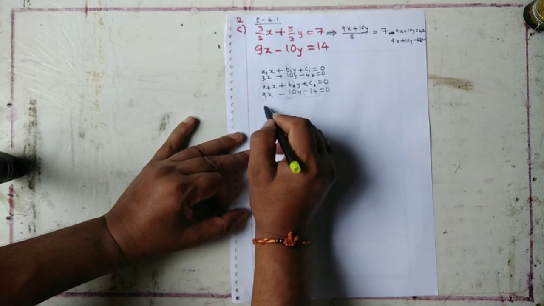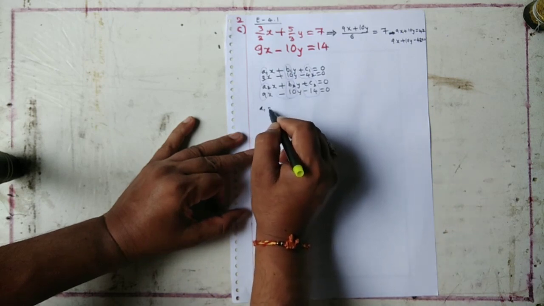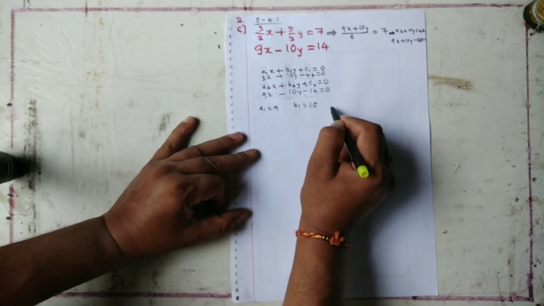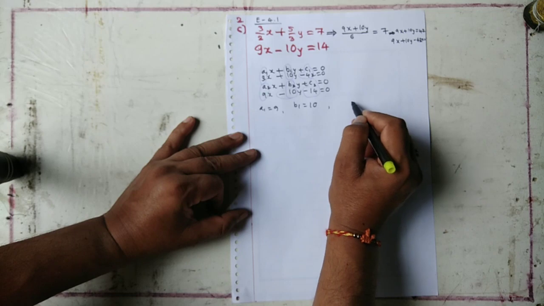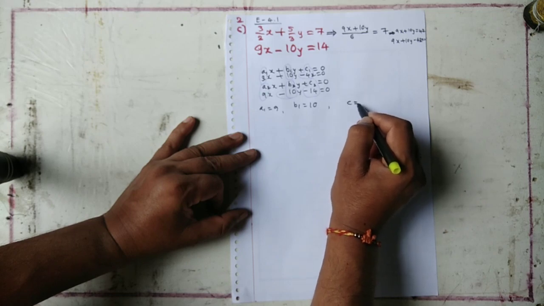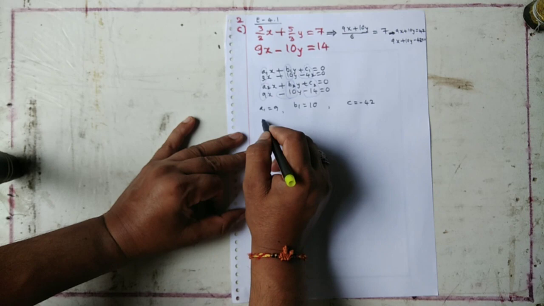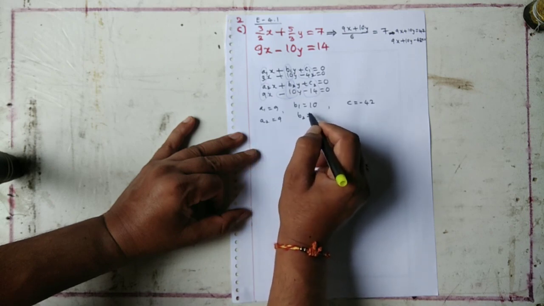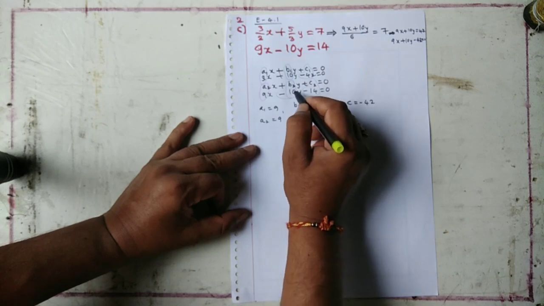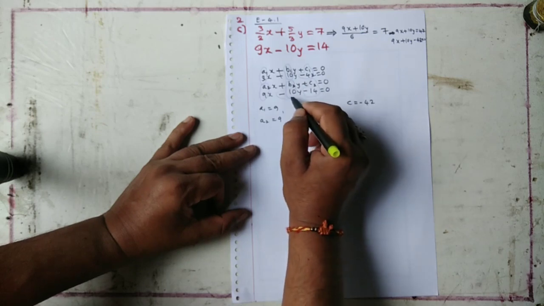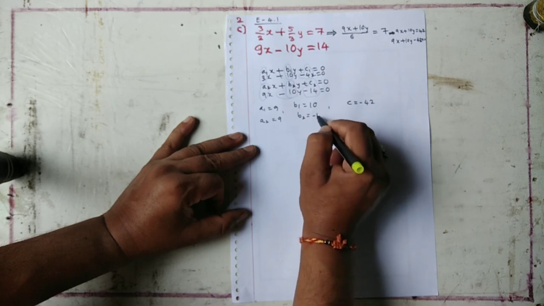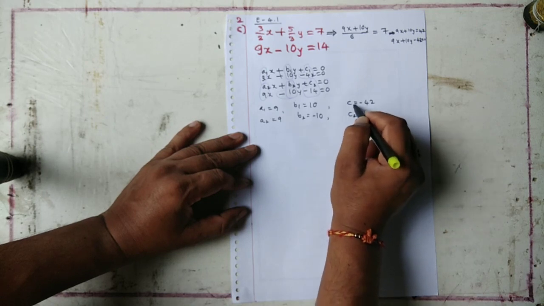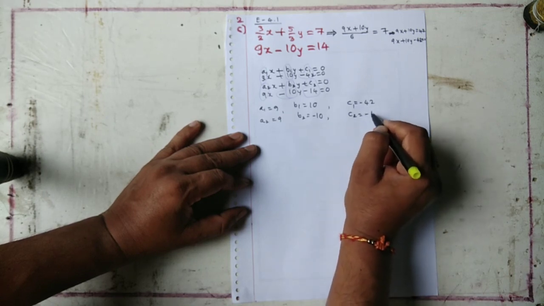we have a1 is equal to 9, b1 is equal to 10, c1 is equal to minus 42, a2 is equal to 9, b2 is equal to minus 10, c2 is equal to minus 14.